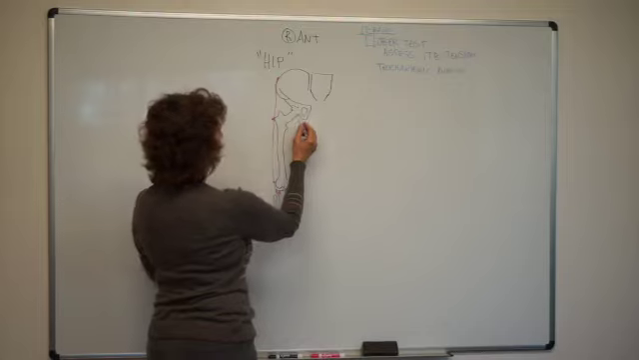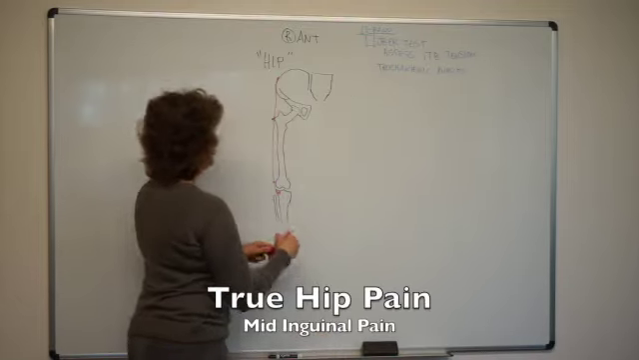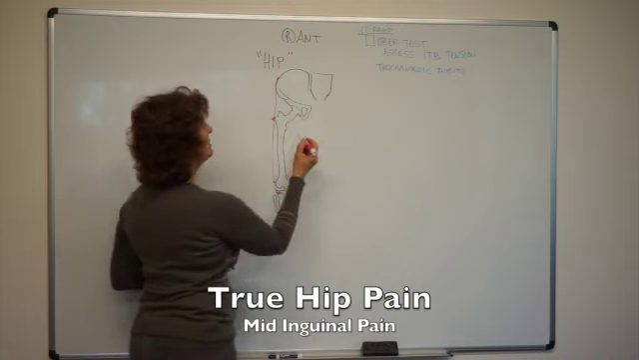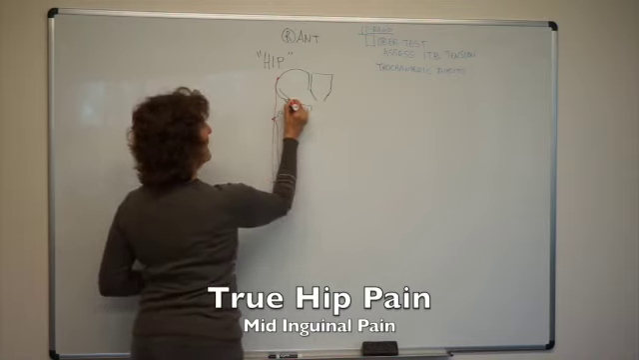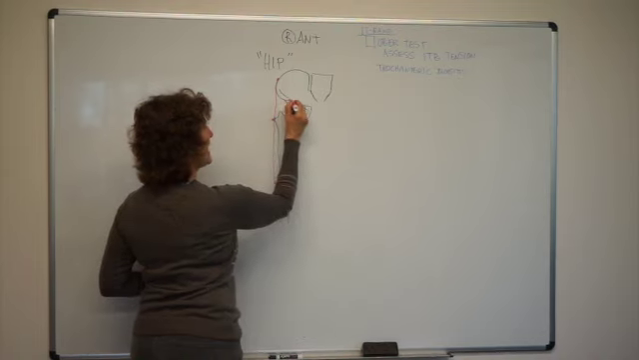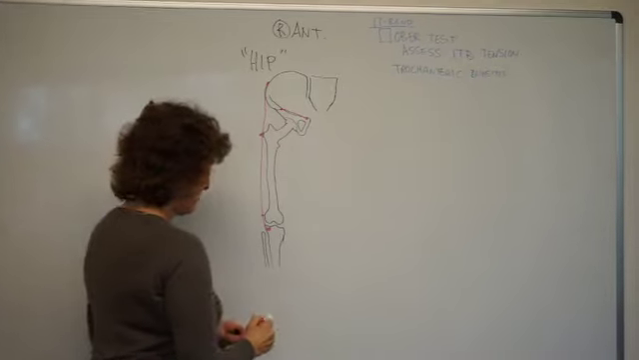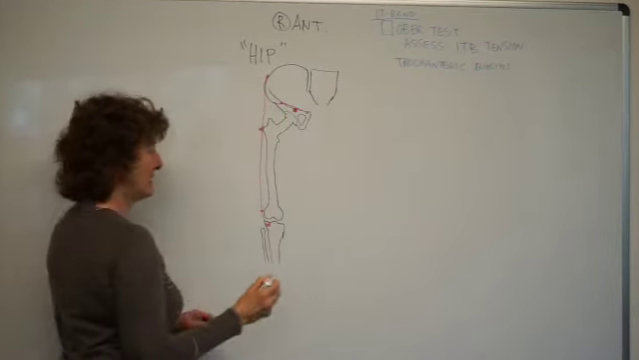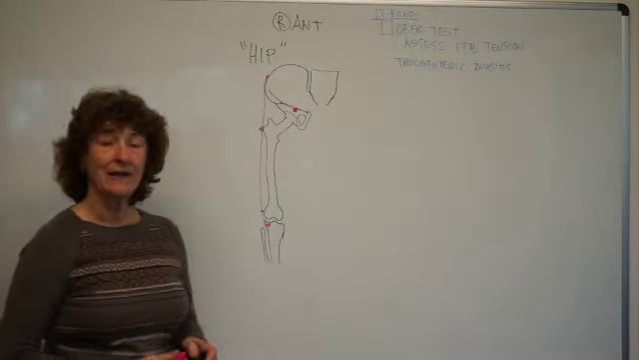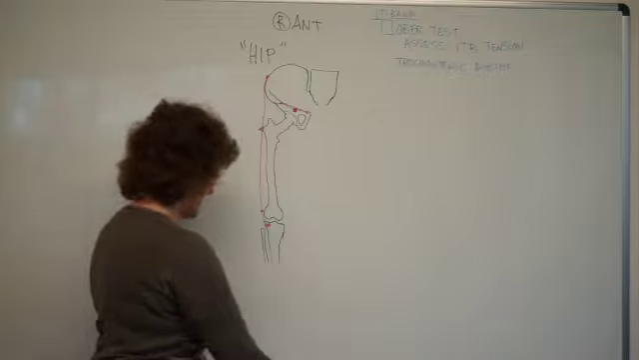The next source of hip pain that I want to draw your attention to is mid-inguinal pain. The inguinal ligament attaches to the ASIS, from the ASIS to the pubic crest. Mid-inguinal pain is right in this region. And you'll notice it overlies the femoral acetabular joint. That's true hip pain.